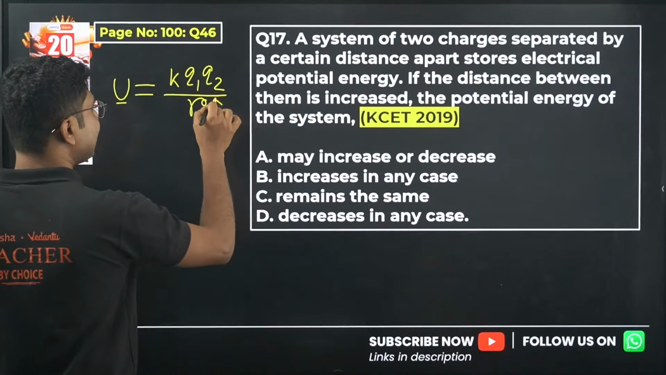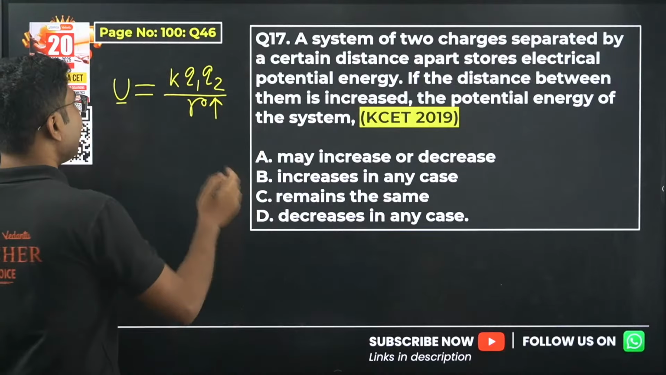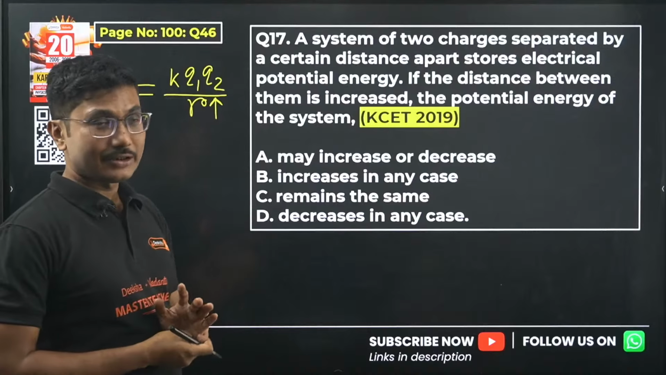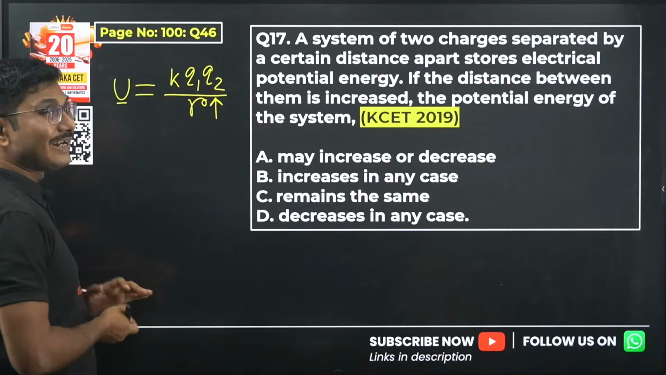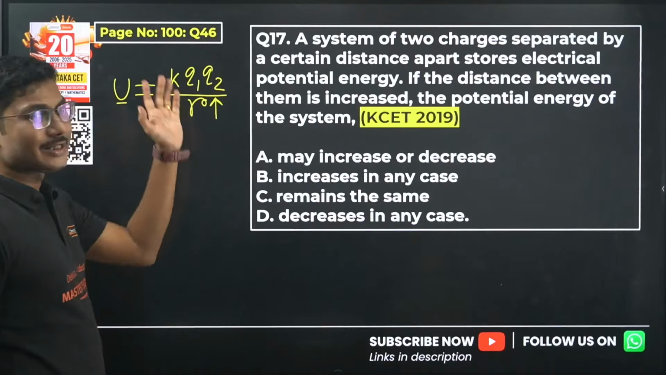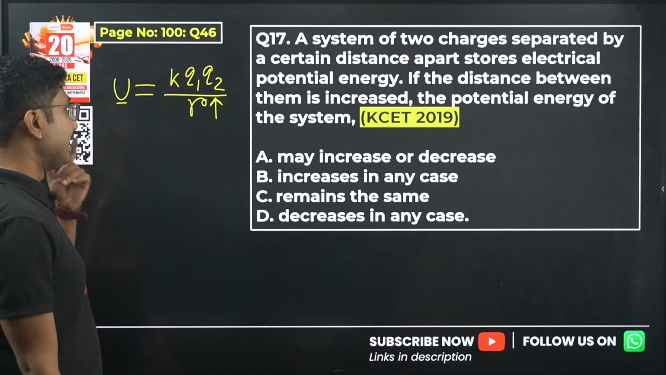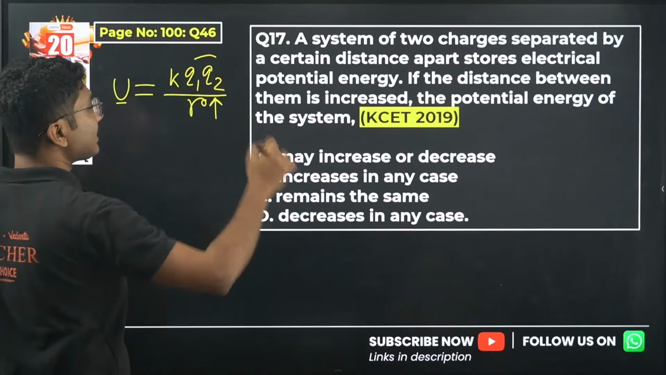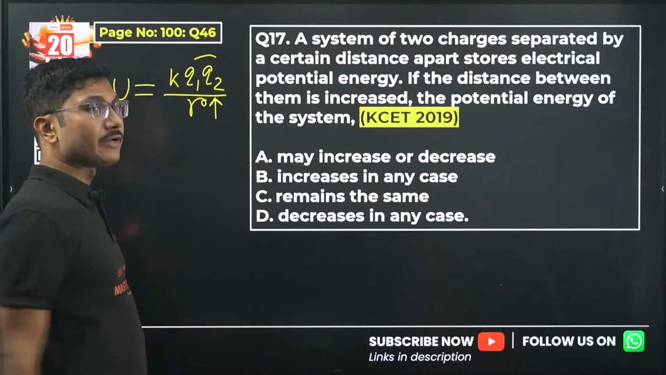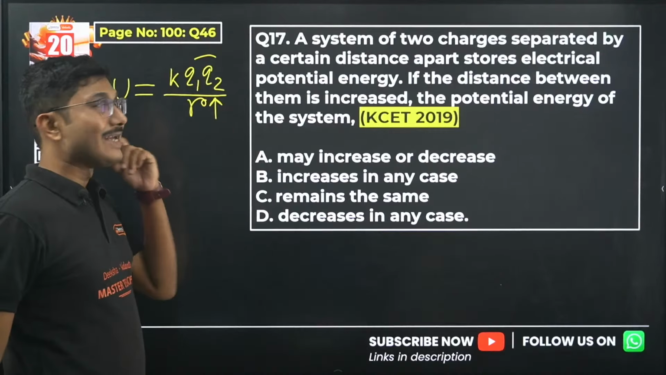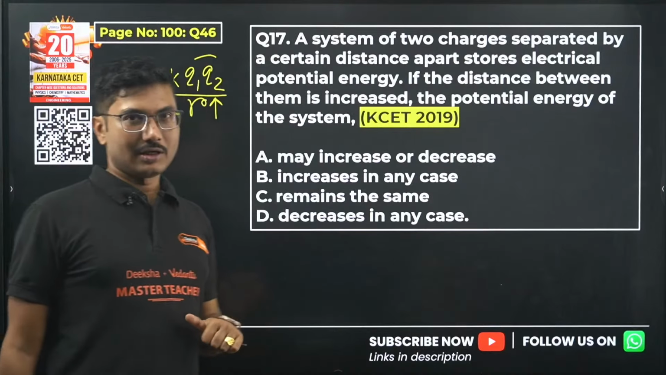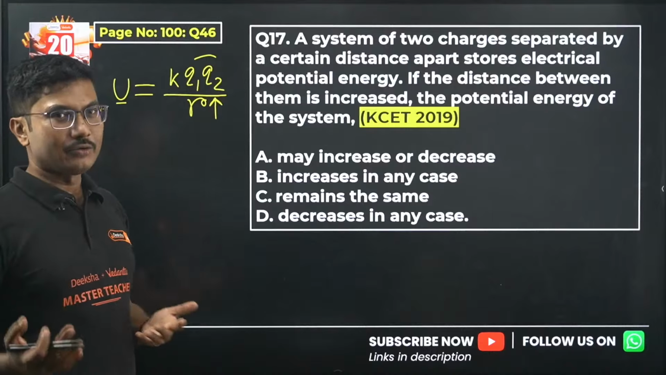So, if you increase the distance, it appears that the potential energy should decrease. That is the mathematics, right? Inversely proportional. So, if you increase the distance, potential should decrease. But that is when both the charges are similar, okay, or like charges. So, if both of them are positive or both of them are negative, in that case, if you increase the distance, the potential energy will decrease. Okay, positive value decreases, right?